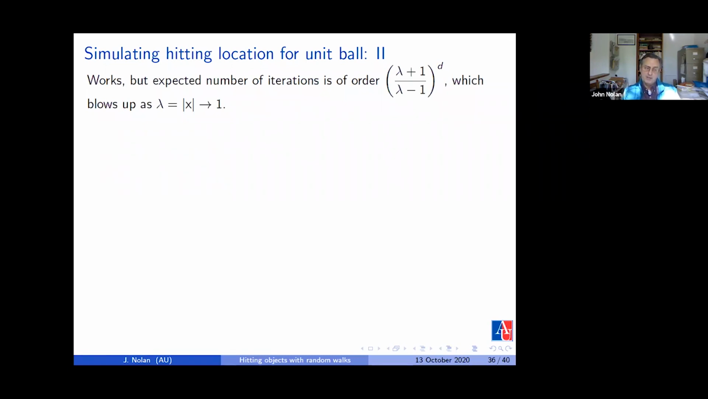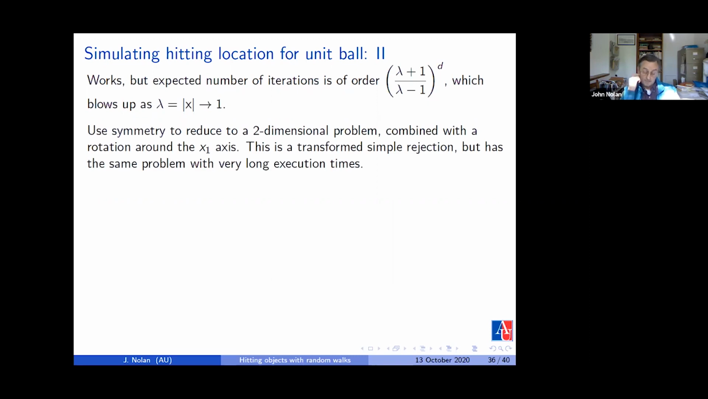So we came up with 2 other methods. The first one is basically a way to use symmetry to reduce to a 2-dimensional problem. Once we've got a 2-dimensional problem, we do a rotation around the x1 axis to get our final result. I don't want to go into all the details here because we'd be here too long.